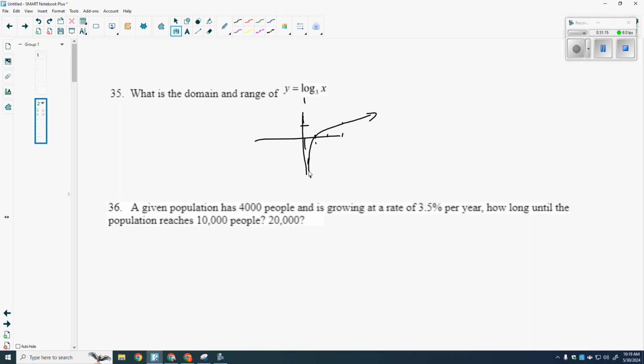Vertical asymptote sitting right here. What is the domain of that? Domain: x is greater than 0. What is the range of that? Well, it's all real numbers. This goes forever that way. It goes forever up. There's my range. Okay.